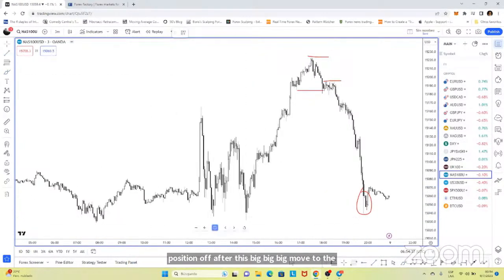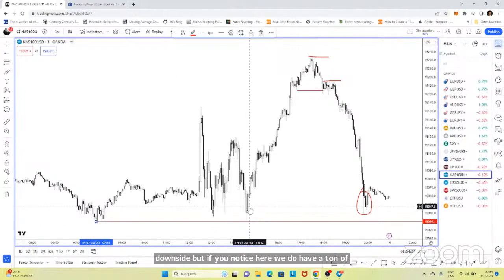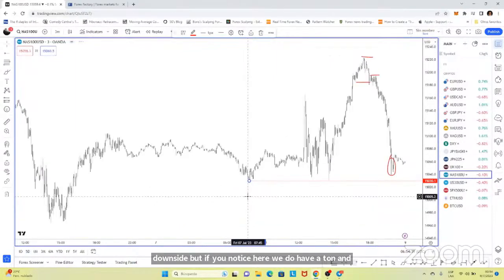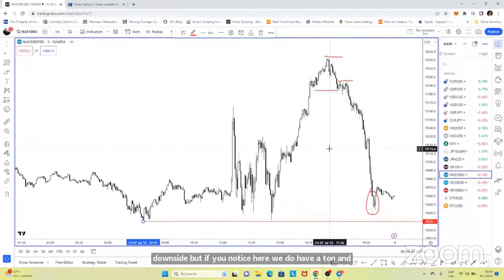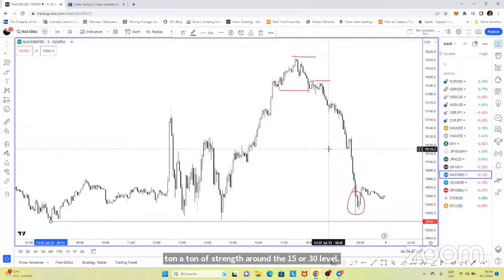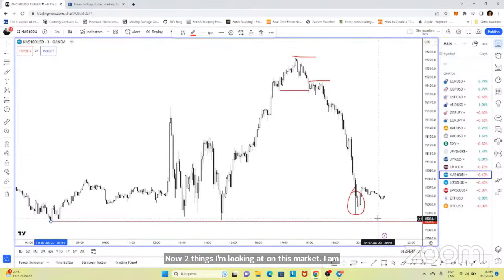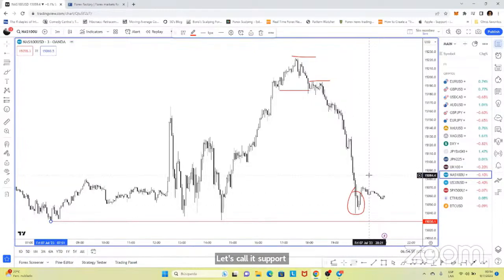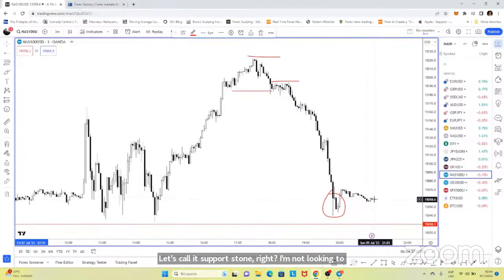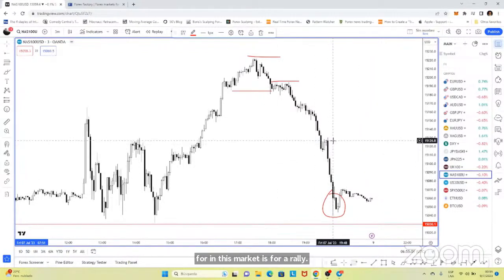But if you notice here, we do have a ton of strength around the 15,030 level. Now, two things I'm looking at on this market. I am definitely not looking to buy this, let's call it support zone, right? I'm not looking to buy these lows. What I'm looking for in this market is a rally, right?